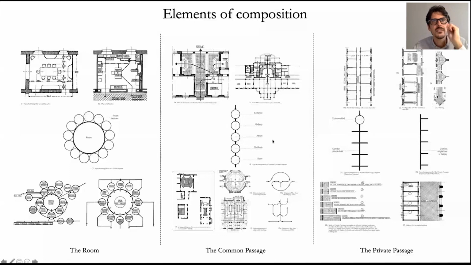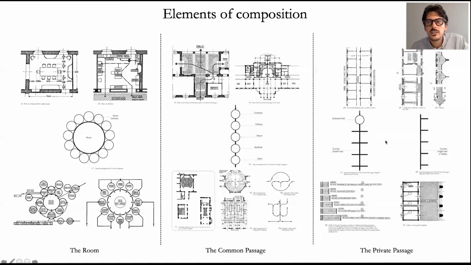Then we have common passages, therefore enfilade or rooms aligned in order to make a path. So basically, rooms you have to cross. You go from one room to another room. This is called a common passage. And this is the typical element of architecture you find in the common parts of residential buildings, like the entrance, the hallway, and whatever. They are usually rooms that are placed into sequences, a room that you cross.